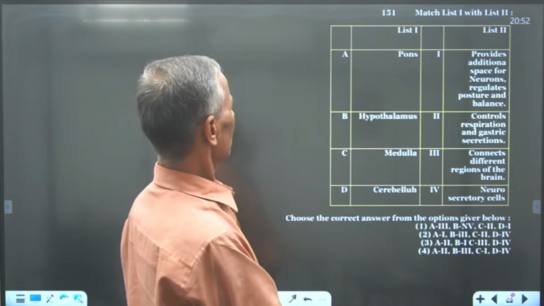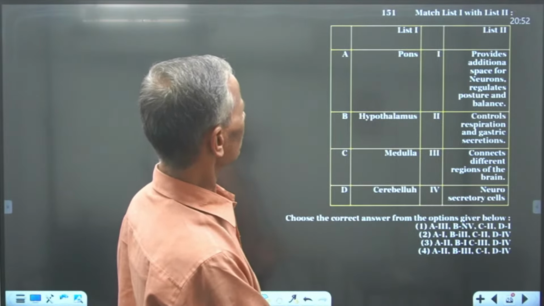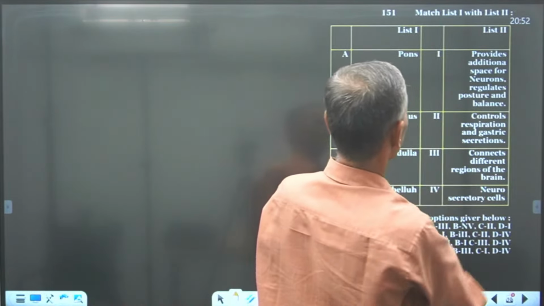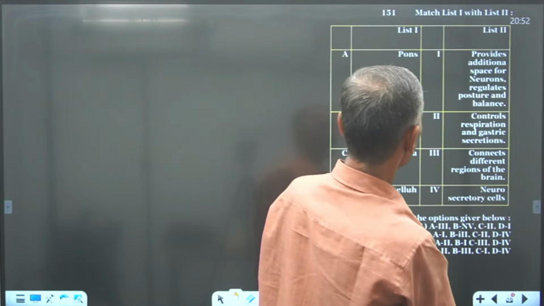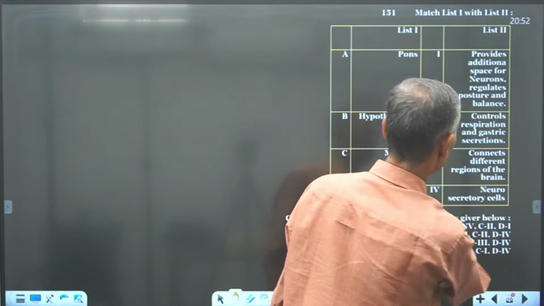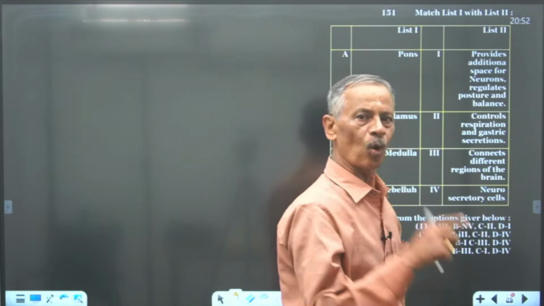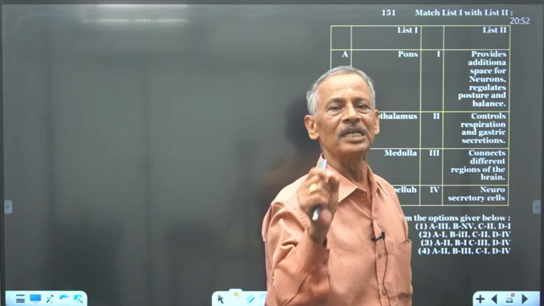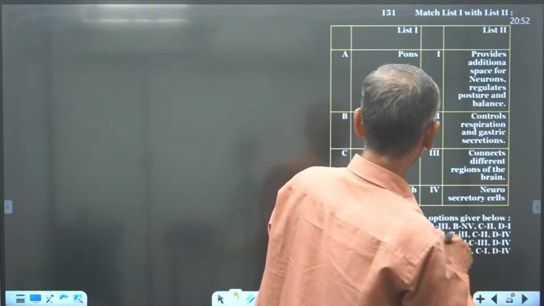Again, what is pons? Pons will be connecting different regions of the brain. Pons literally means bridge. Okay, so it is 3.